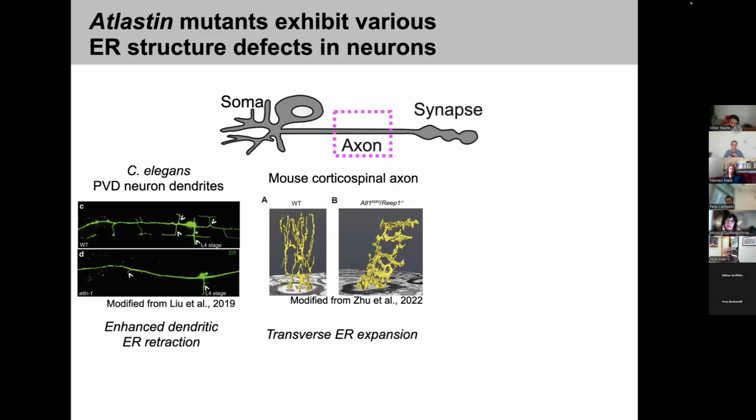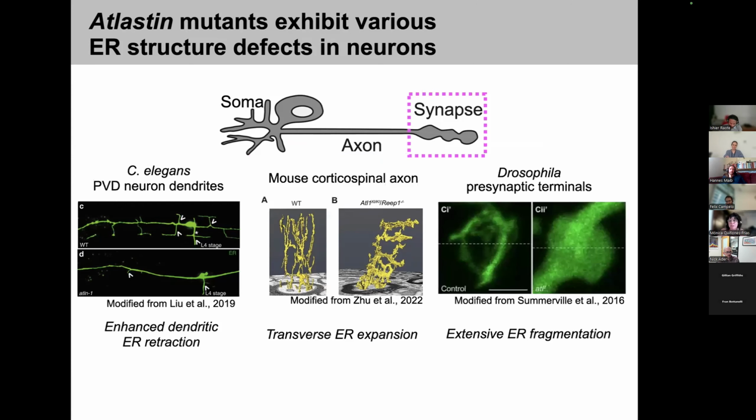The Blackstone group at MGH found that in mouse cortical axons, there's a transverse ER expansion, or kind of ladder-like structure, arising in Atlastin mutants. And then finally, at presynaptic terminals in Drosophila, the Mcnew lab at Rice University suggested that these terminals have extensive ER fragmentation. However, I am going to show you today that what I think this lab was actually looking at was a functional phenotype and not necessarily a structural one. And this is going to be the main focus of my talk today.